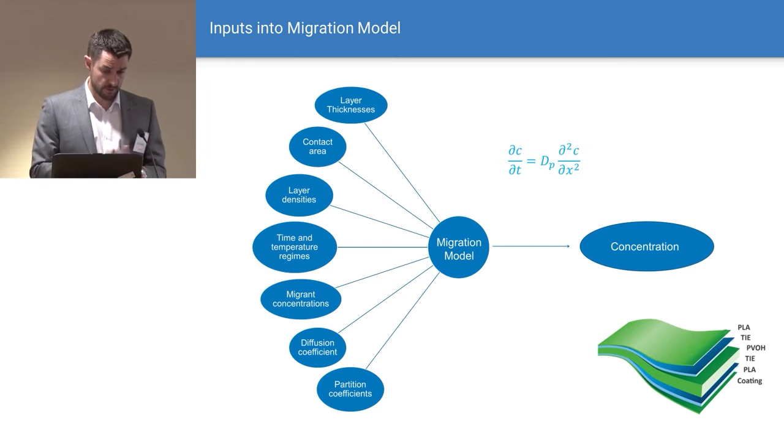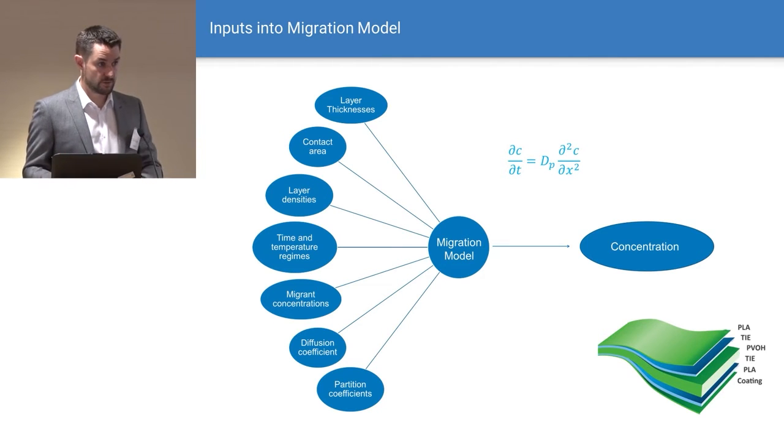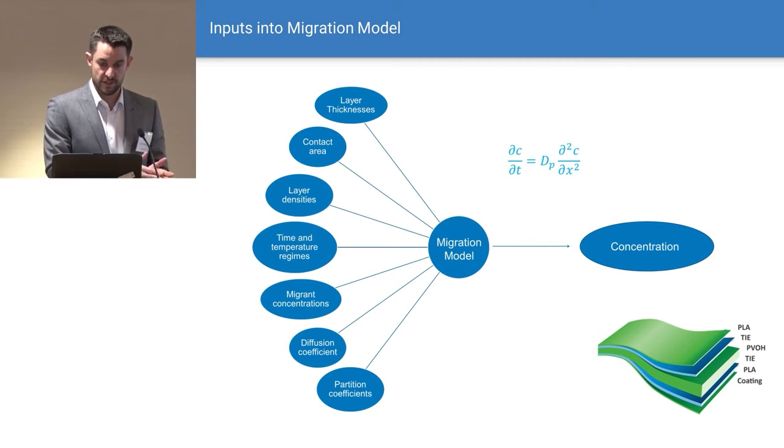The inputs into the migration model are quite important. And Tim presented Fick's second law of diffusion. He showed the solution, and this is the mathematical statement of it, and it's the last equation I'm going to present, I promise. The inputs you need into this model are the thicknesses of the different layers, reflecting again the fact that packaging is usually a multi-layer system. You need the contact area, the densities of the different layers. Again, all of these things are generally known.